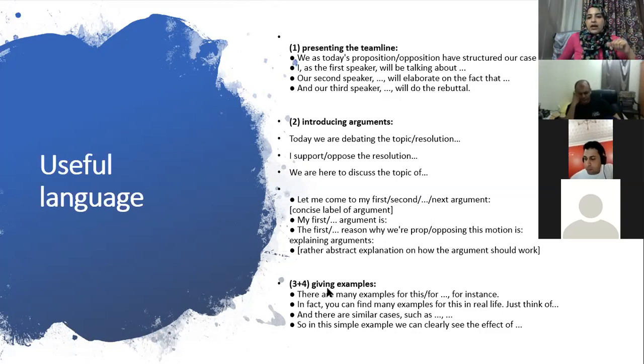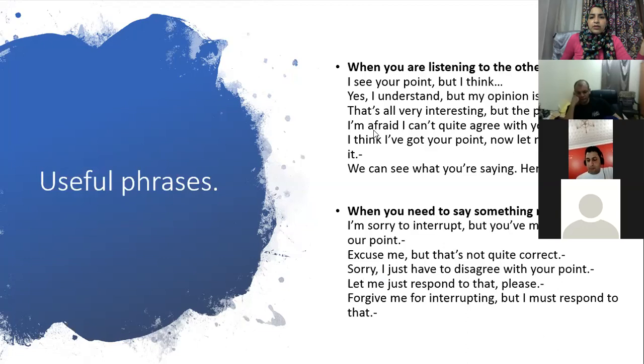Okay? How would you give an example in the evidence? Say one of these phrases. There are many examples for this. For instance, in fact, you can find many examples for this in real life. Just think of, let's say, for example, just think of, like Ali said here, the web development sector is male dominated and cannot have any females in it. Is this the only way we can do it?